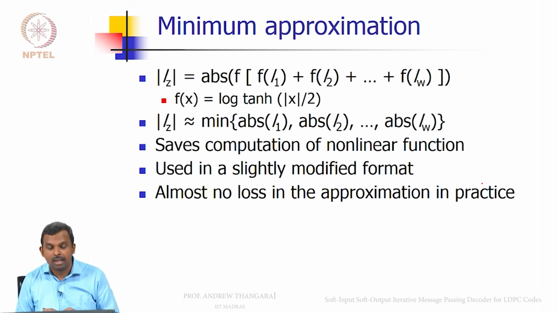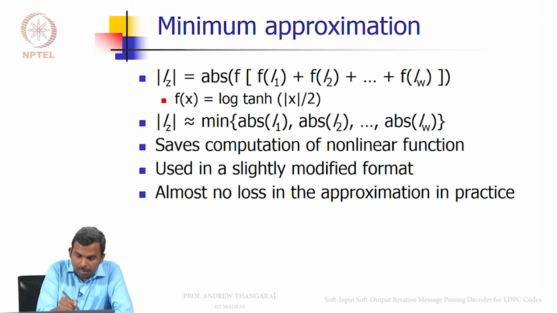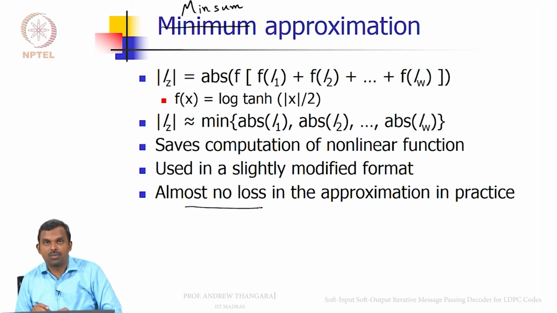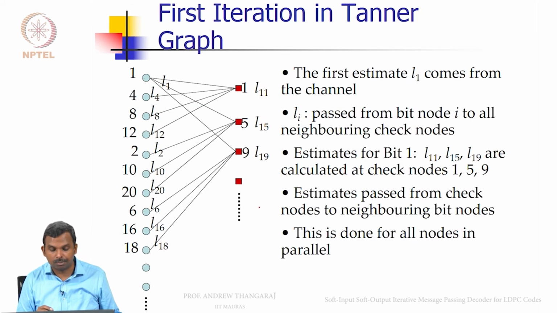So, most people do this min sum approximation. I have called it minimum approximation. So, let us just say min sum approximation, which is the best thing to do here. We saw this before. The absolute value is dominated by the minimum of these values. So, it saves the computation of a nonlinear function. There is really almost no loss in practice. Usually one can do a little offset as well. This is also something we have seen before, and we will use it in the decoder.